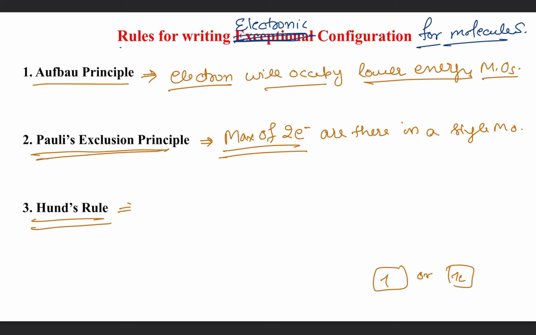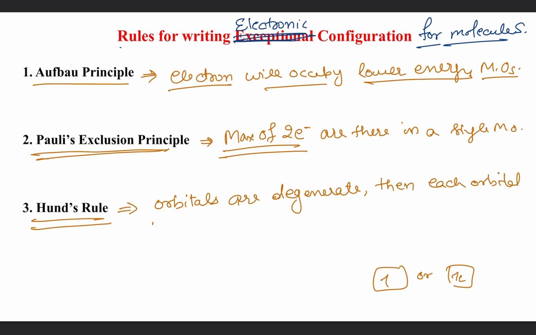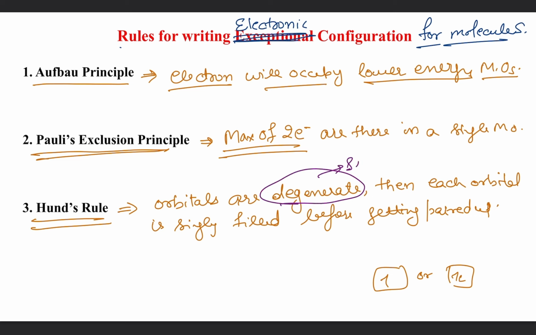Then is Hund's rule. According to this rule, if your orbitals are degenerate, then each orbital is singly filled before getting paired up. Okay, now what are degenerate orbitals? See, degenerate orbitals are those orbitals which have the same energy.